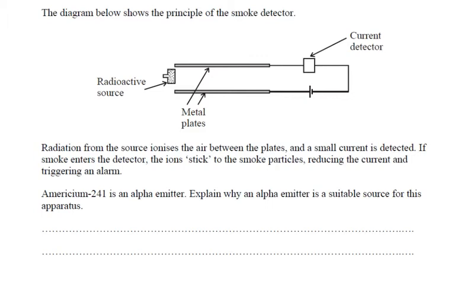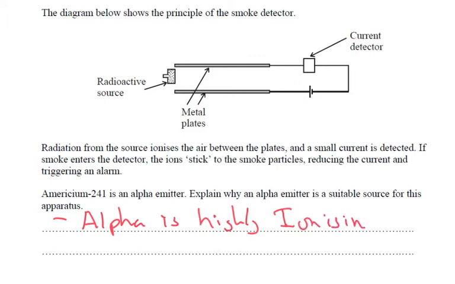Well, two reasons I can think of. Alpha is highly ionizing. In fact, it's the most ionizing radiation. But the second point is it's easily blocked. So when the smoke particles get inside here, the alpha is going to be slowed down and stopped. So when the alpha comes through, it will just be stopped by the smoke particles. It won't be able to ionize the air, and therefore the current will be reduced and the alarm will trigger.